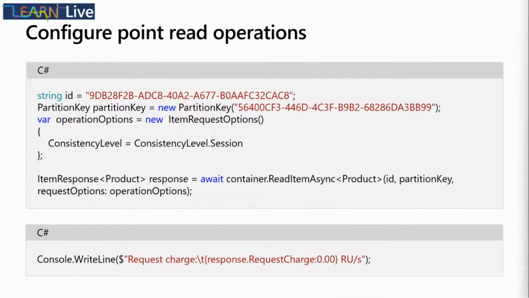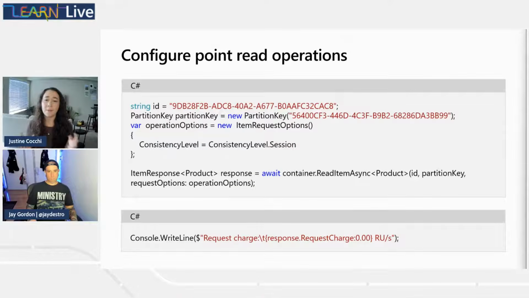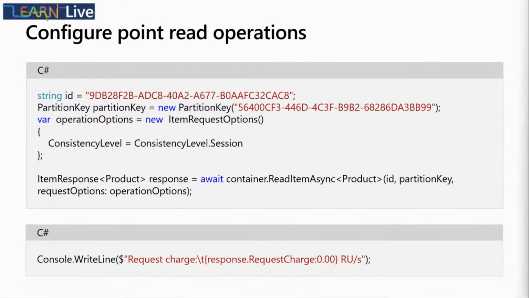So what does that look like? This is a code snippet, and we'll dive into Visual Studio and give a real demo in just a minute, but this is what the code would look like. You can see here, I have my ID and my partition key that I'm going to use for my point read. I have my item request options object. I've set my consistency level to session. Again, session is the default. So if you didn't change the default for your account, you don't even need this. And then I can just go ahead and make my point read. So your code, in theory, could be very similar or exactly the same as what you already have.